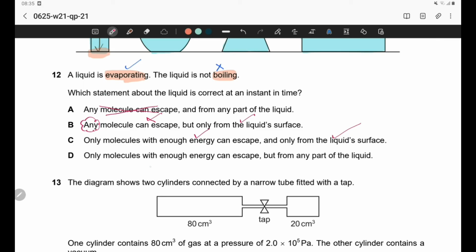Option D says only molecules with enough energy can escape. That one is correct. But from any part of the liquid, no. Evaporation will happen only at the surface. Therefore, the correct answer is option C.